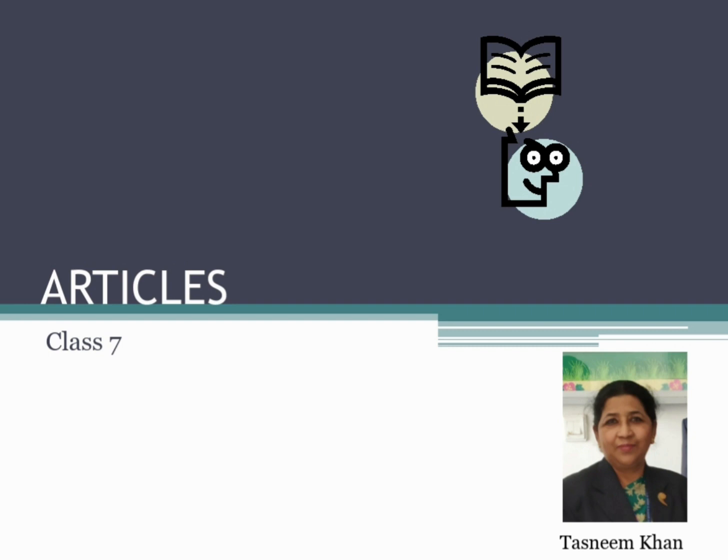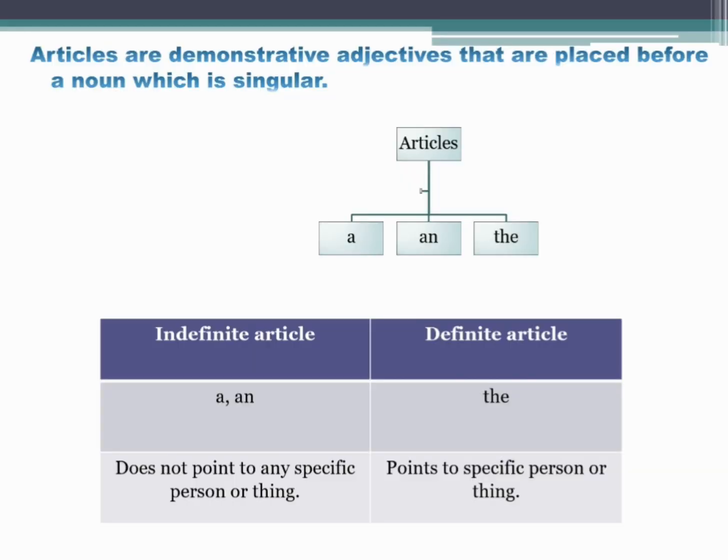The chapter is Articles. Now, children, articles are actually demonstrative adjectives that are placed before a noun, which is singular. There are three articles: a, an, and the. A and an are indefinite articles, while the is a definite article. A and an are called indefinite because they do not point out any specific person or thing.